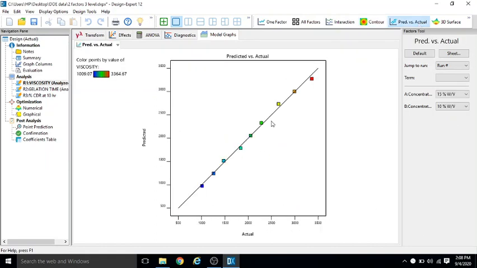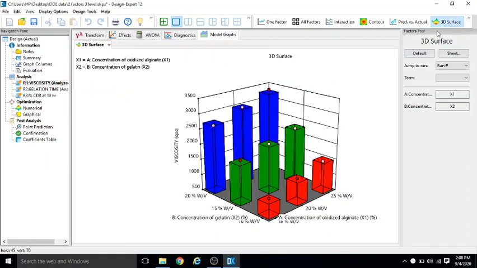This is predicted versus actual. Of course points are scattered, but they are not scattered far away from the central line. So that is desirable. And here you will get this 3D graph. This indicates that a linear relationship is there between the response and factors.